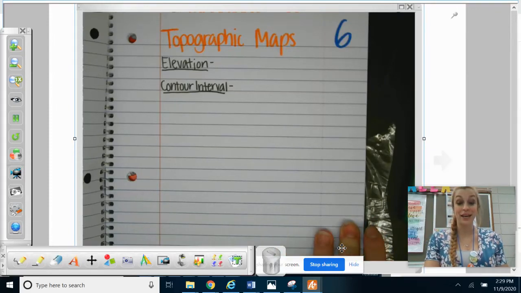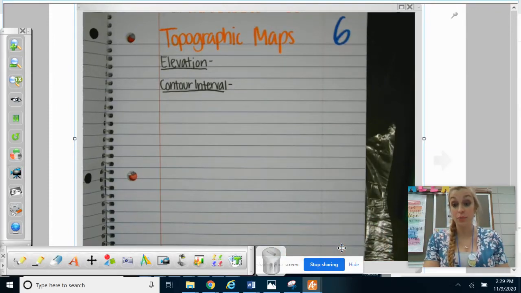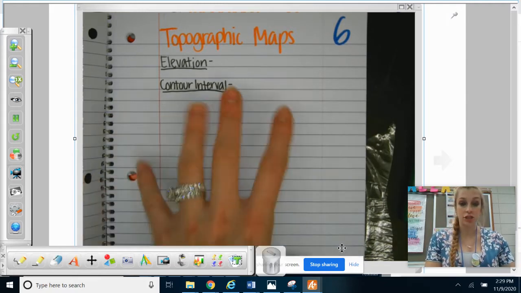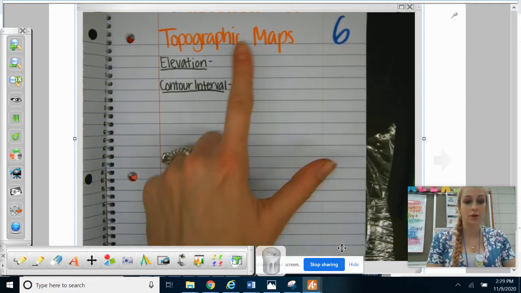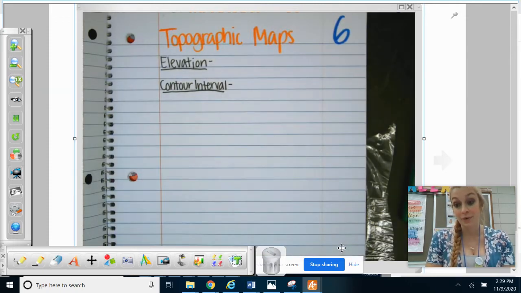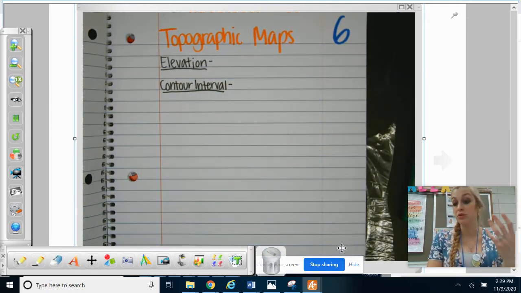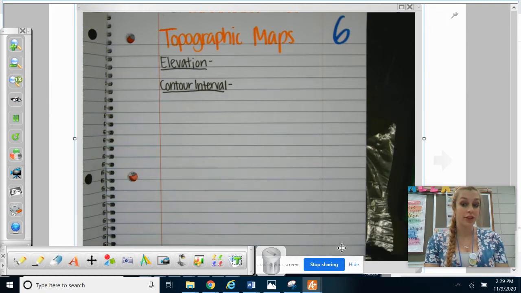All right, so page 5 in your notebook should be Knuckle Mountain. It should be on the left. Page 6 on the right is going to be titled Topographic Maps. Today we're talking all about topographic maps, which you saw yesterday. So you know what they look like. You know they're weird maps with a bunch of lines.